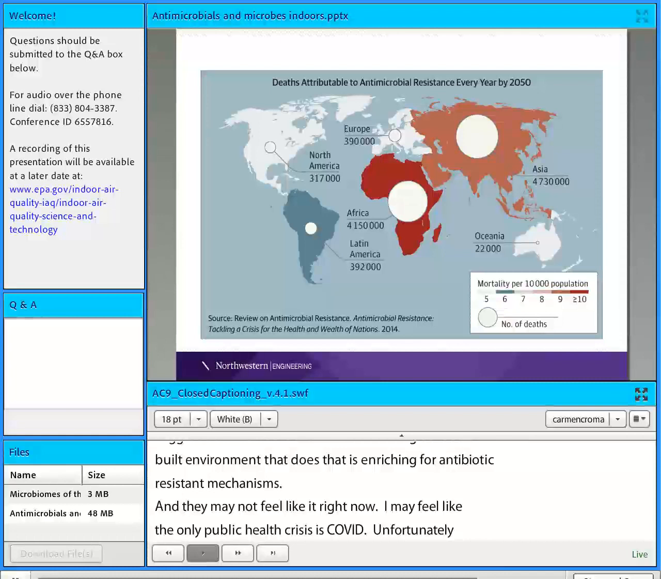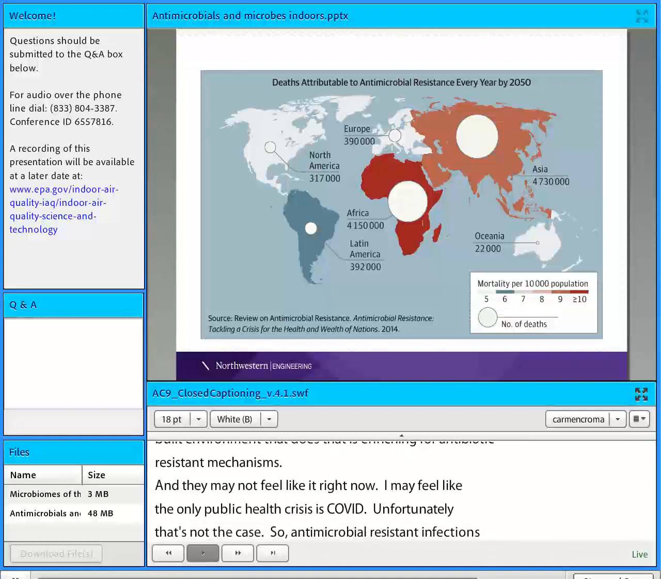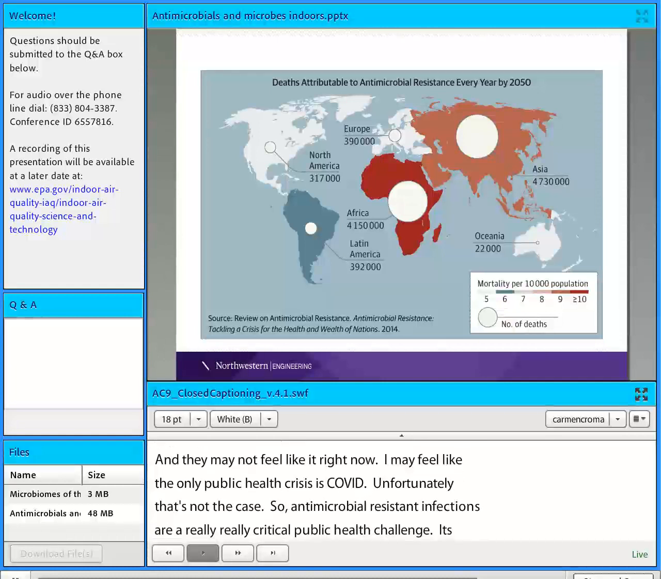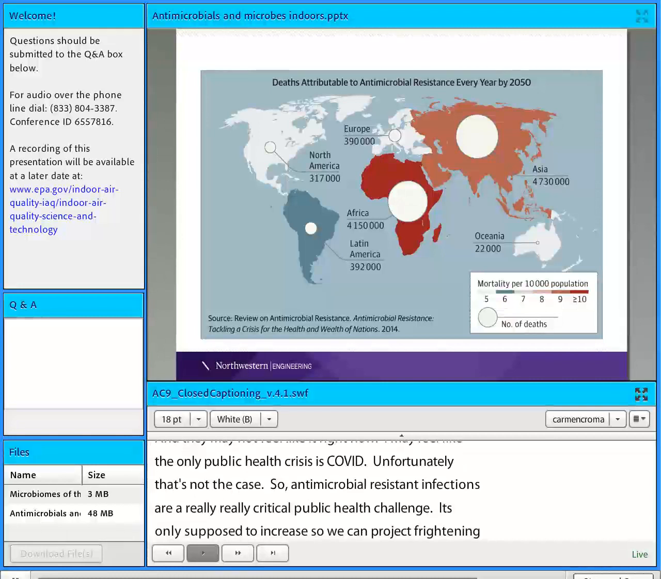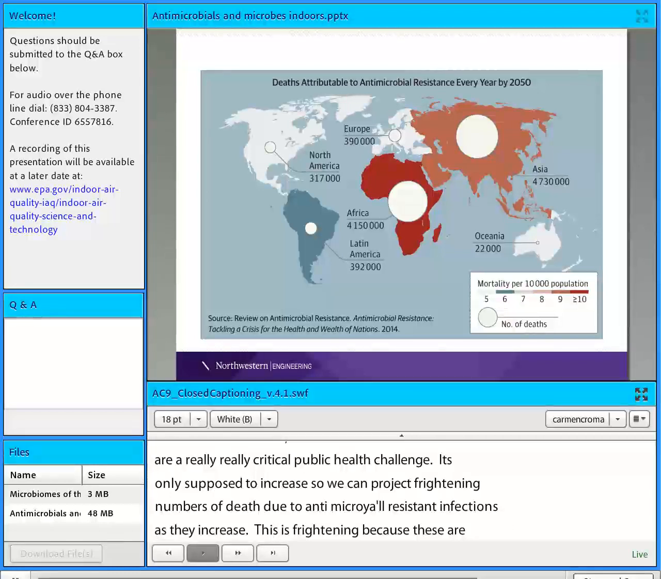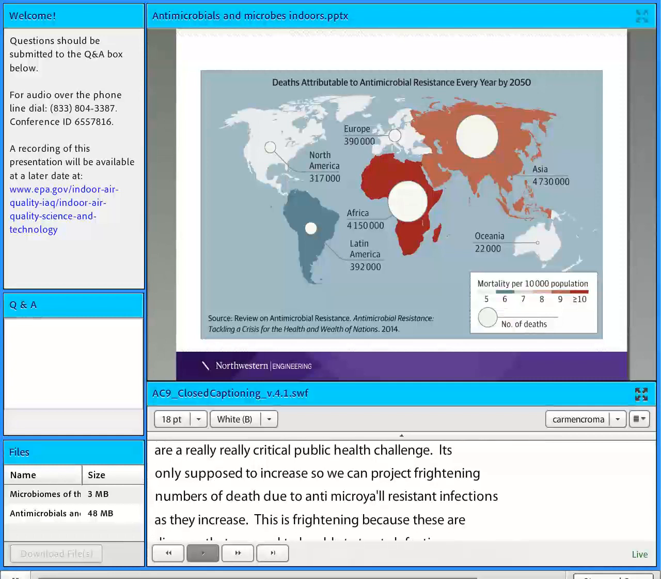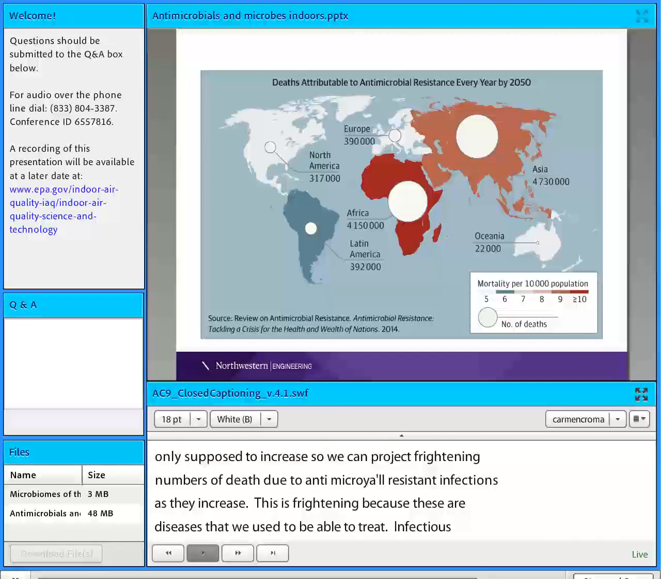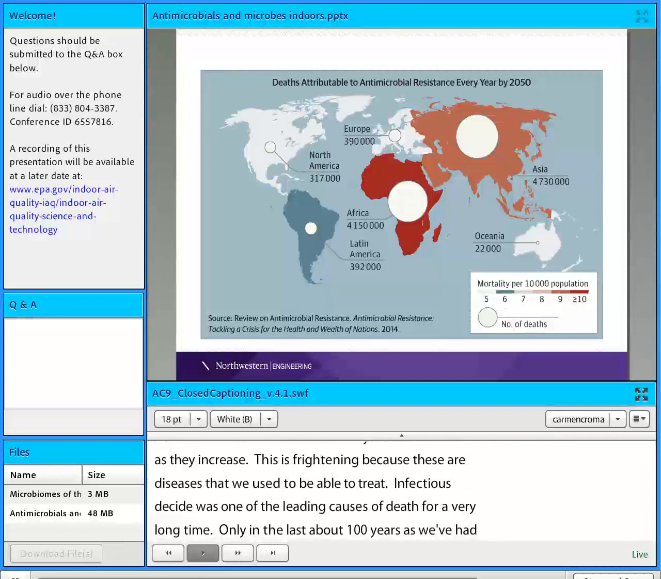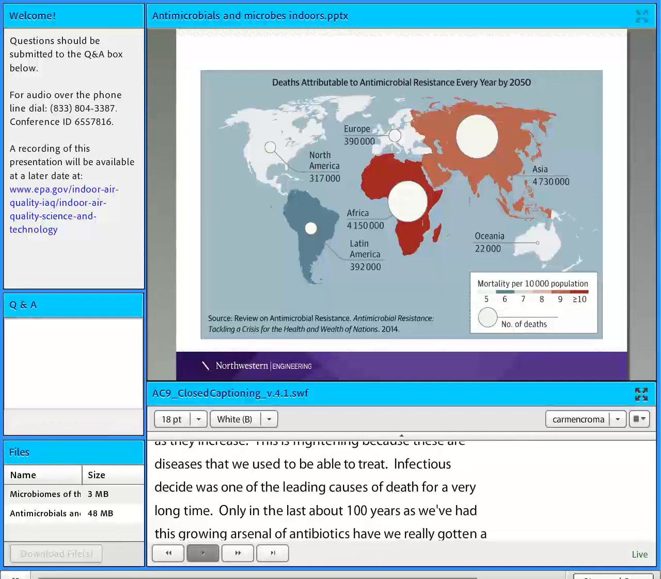Antimicrobial resistant infections are a really, really critical public health challenge. It's only supposed to increase, and so we can project the frightening numbers of deaths due to antimicrobial resistant infections as they increase. And this is, I think, especially frightening because these are diseases that we used to be able to treat, right? Infectious disease was one of the leading causes of death for a very long time, and only in the last about 100 years, since we've had this growing arsenal of antibiotics, have we really gotten a lot of these infections under control. And now we're starting to lose that control again.